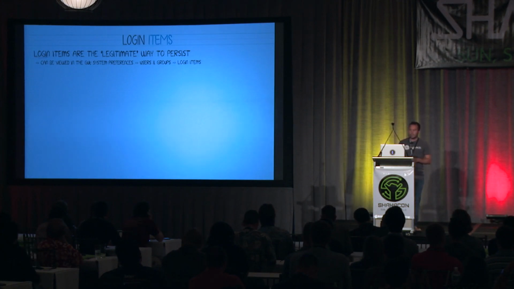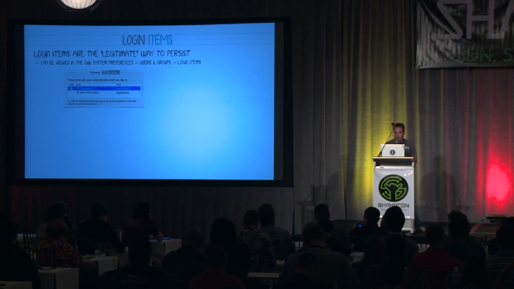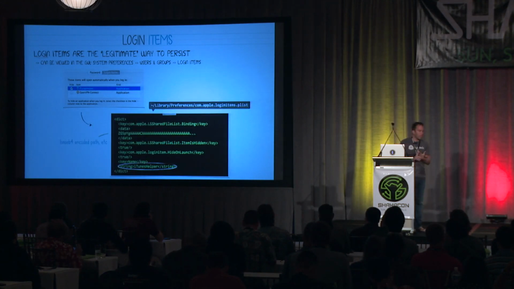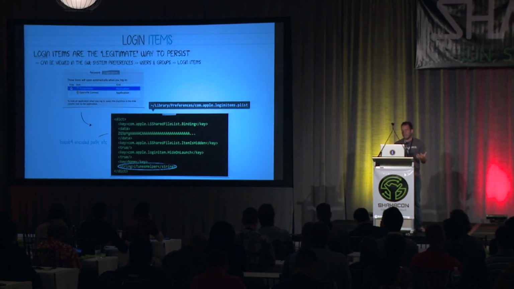So for applications, login items are the Apple-approved way to persist. Anything that's registered as a login item is visible in the GUI. So you have things like the iTunes helper, VPN software, pretty much any apps that need to be automatically executed will be stored as a login item. Login items are stored in another plist file, and this file contains the name of the item, whether it should be hidden or not, and then base64 encoded data that contains, amongst other things, the path to the binary or the application to execute.